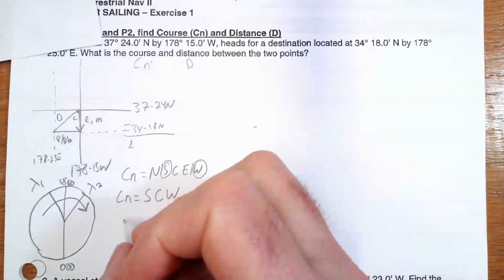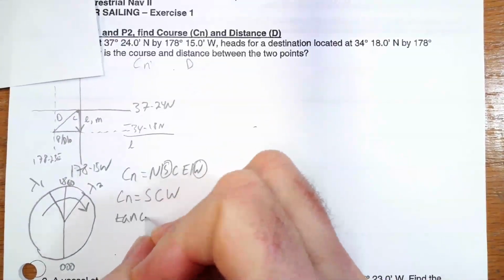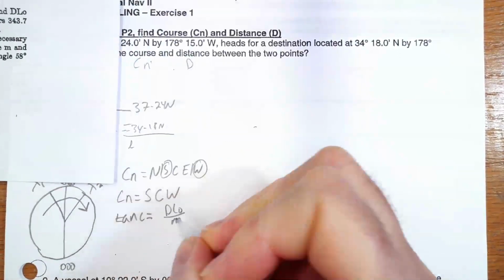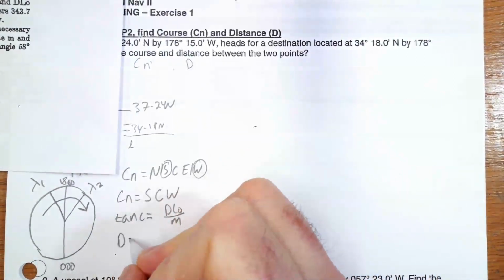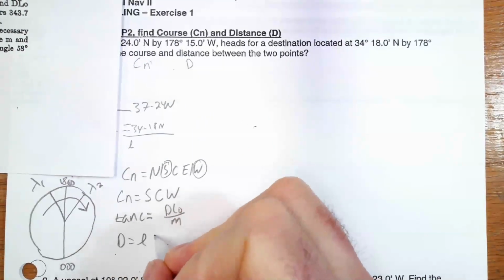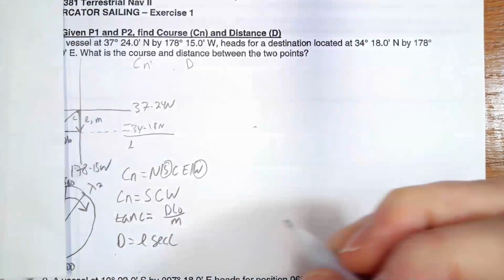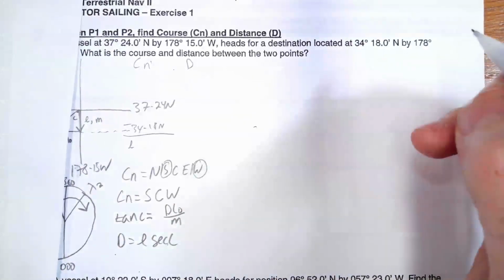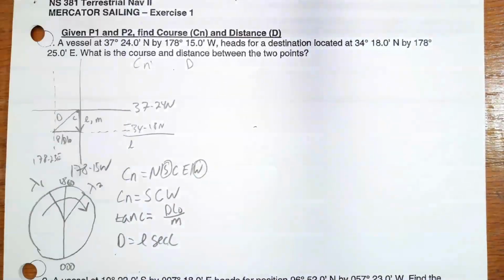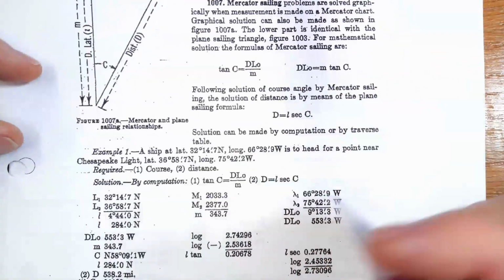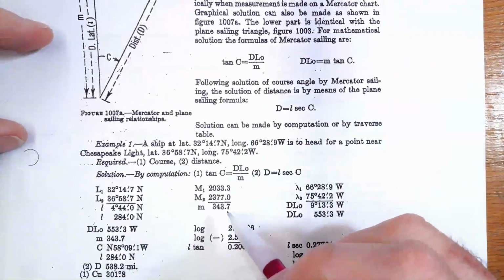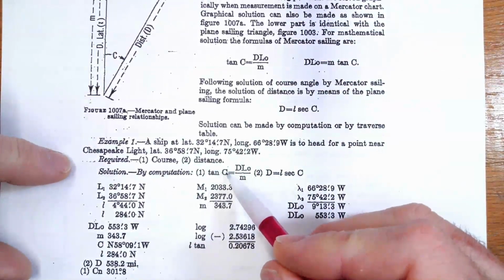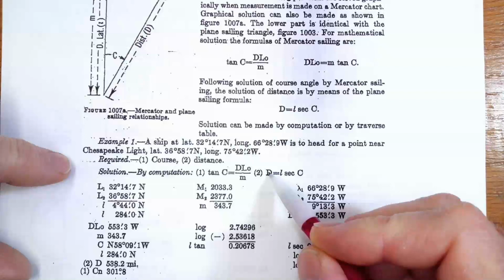Tan C, okay. Tan C equals D low over m, and D equals l secant C, okay? So I'm going to rewrite both of those formulas, and we'll take it from there. So if we look at these formulas in a little bit more detail, my first formula I'm going to solve for C, okay? My second formula I'm going to solve for D.